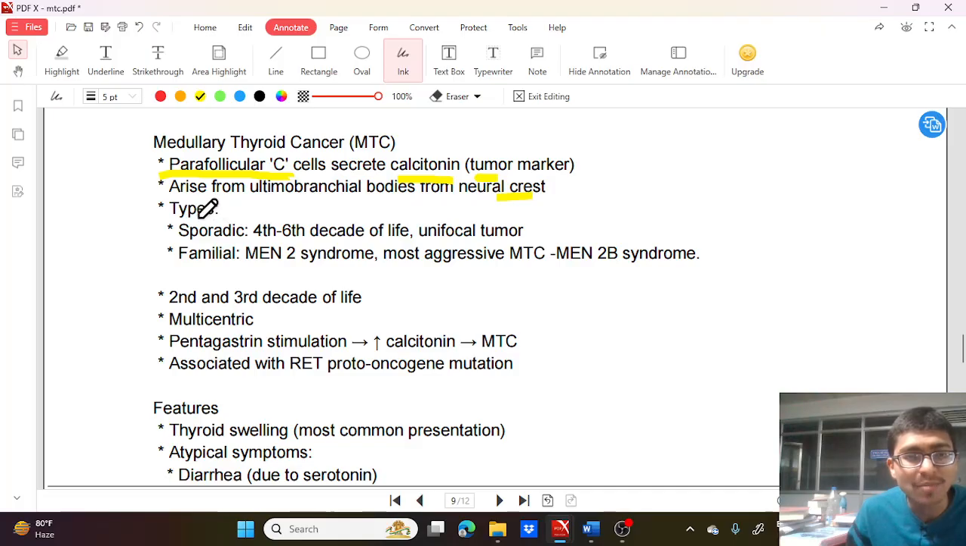Now coming to types, it can be either sporadic, which is seen in the 4th to 6th decade and is generally unifocal, whereas familial is seen in MEN2 syndrome, which is the most aggressive form of medullary thyroid cancer, and among them it is commonly seen in MEN2B. These familial ones are seen in the 2nd to 3rd decade and can be multicentric. These tumors are associated with pentagastrin stimulation, which will give rise to increased calcitonin. These tumors are associated with RET proto-oncogene mutation causing this cancer.